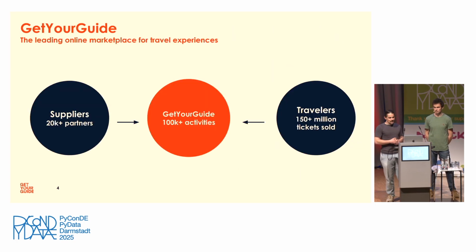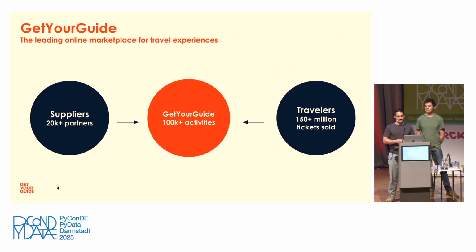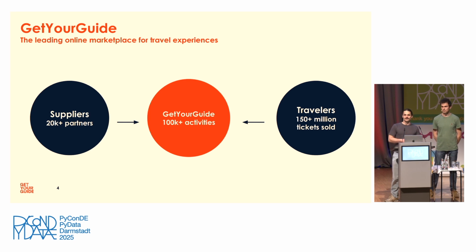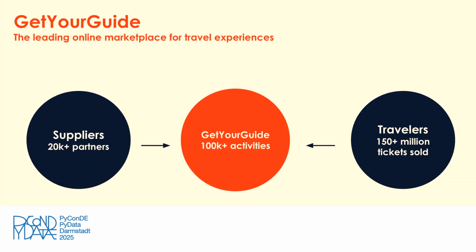So for those of you who are not familiar with GetYourGuide, we are actually the leading marketplace for discovering and booking activities online. We operate as a two-sided marketplace, which means we have two types of users. On one hand, we have the suppliers of the activity, so think someone like a museum or a walking tour operator who wants to join our platform to list their activity online. And then on the other side, we have the travelers, who are people planning their next trip and want to find things to do there.